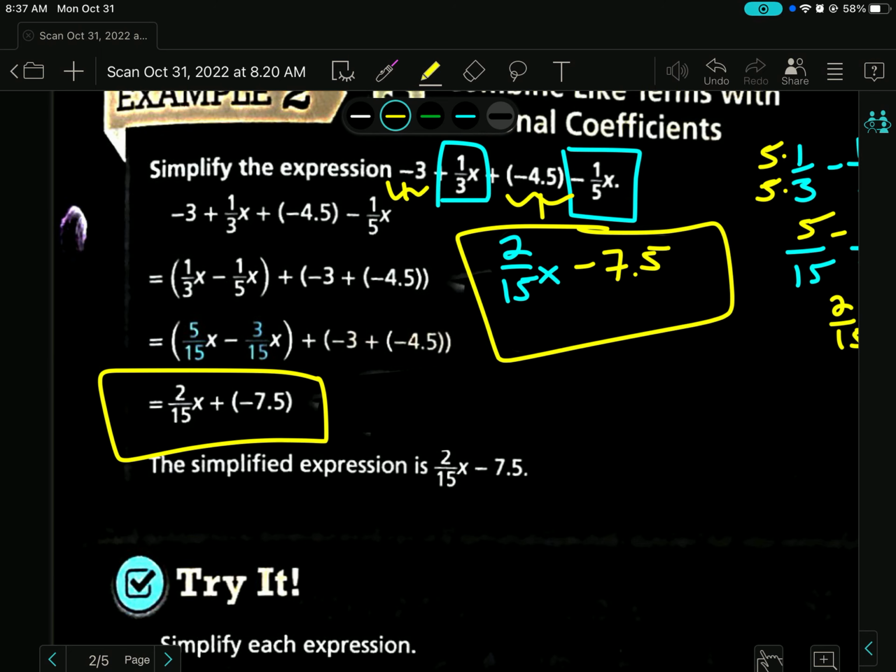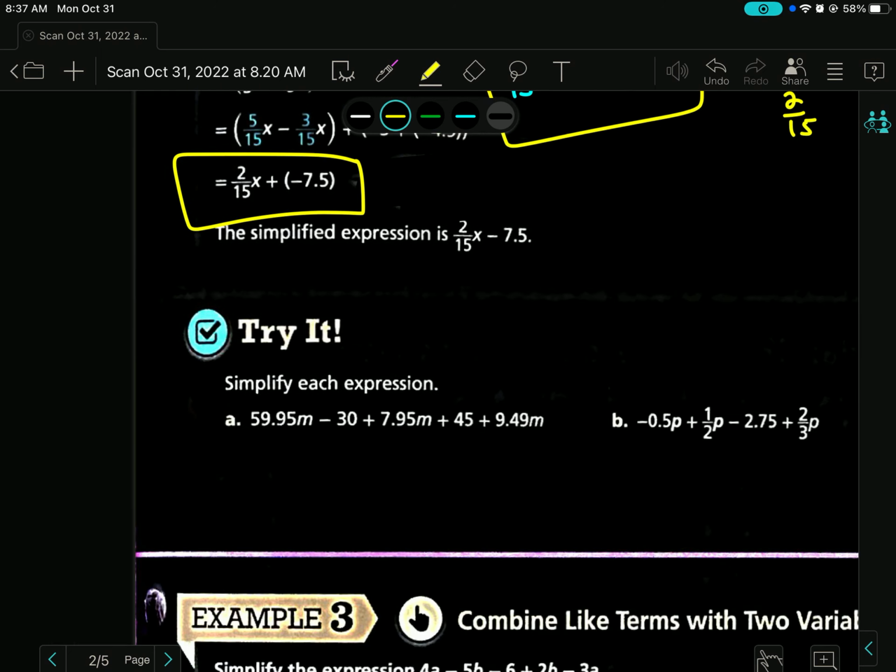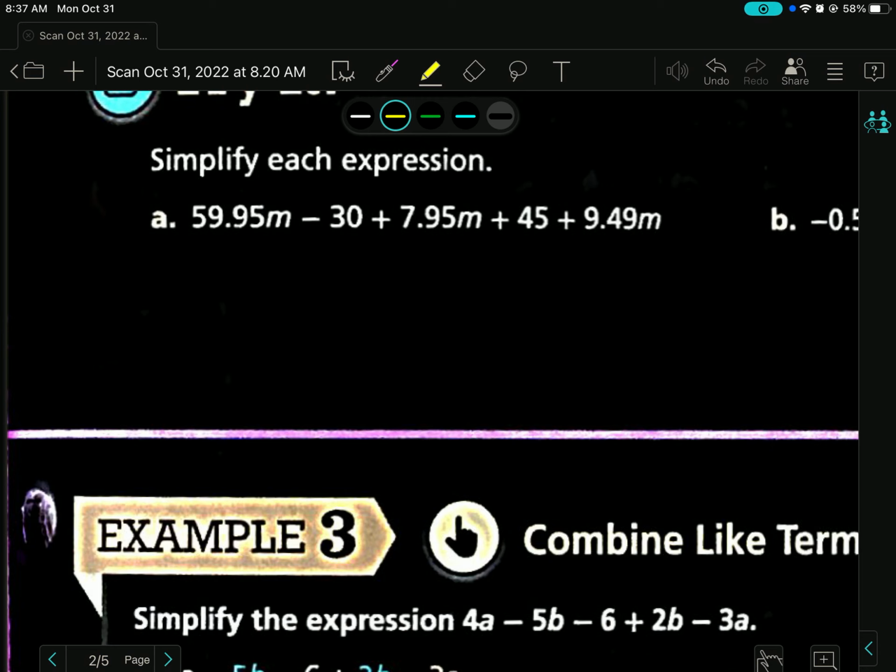All right, let's practice some more. We're going to simplify expressions with decimals and whole numbers. So again, I'm seeing I have a bunch of m's. I want to get those m's together. So we're going to have 59.95m plus 7.95m plus 9.49m. So if I add those together, 59.95 plus 7.95 plus 9.49, I'm just going to add all that in the calculator.